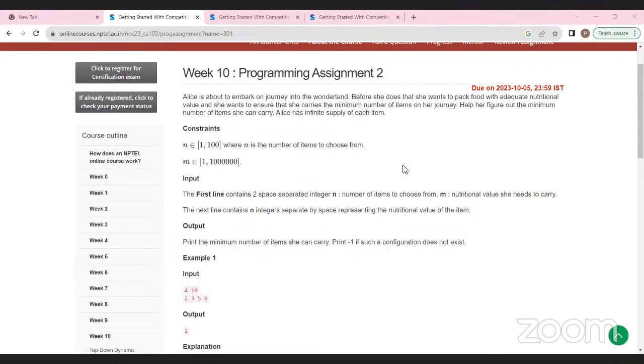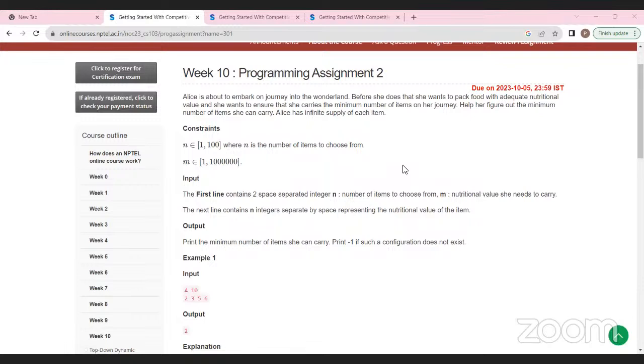Okay, so I'm guessing everyone is able to see my screen. So the week 10 assignment two problem statement goes something like this. Alice is about to embark on a journey into the wonderland. Before she does that, she wants to pack foods with adequate nutritional value. And she wants to ensure that she carries the minimum number of items on her journey. Help her figure out the minimum number of items she can carry. Alice has an infinite supply of each item.